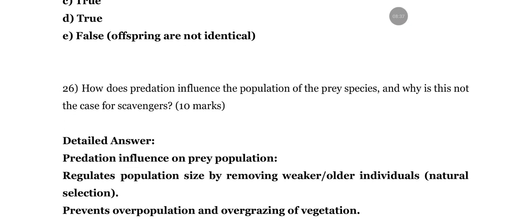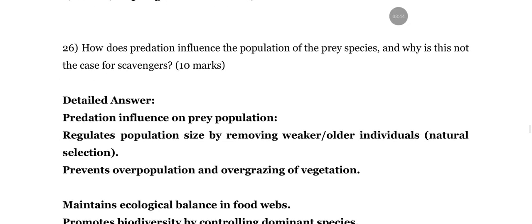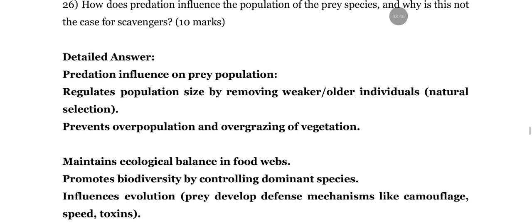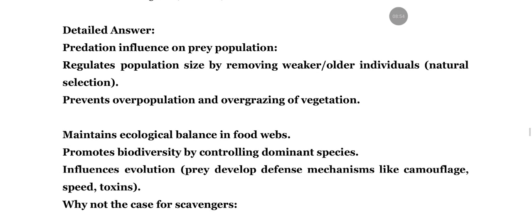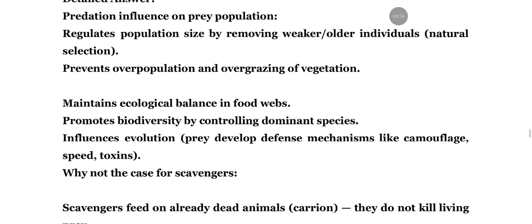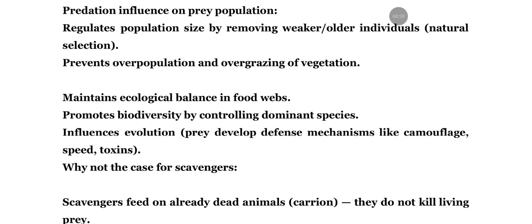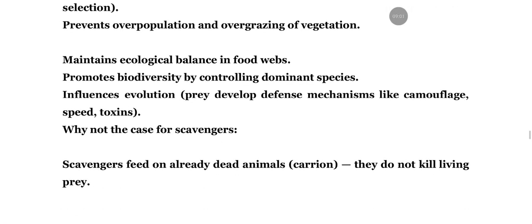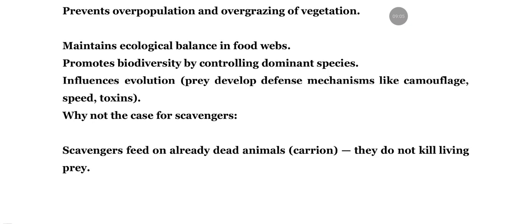And then number 26, it's about how predation influences the population of the prey species, and why this is not the case for scavengers. It's all about predation influence on prey population. It regulates population size by removing weak or old individuals, prevents overpopulation and overgrazing of vegetation, maintains ecological balance in food webs, and also promotes biodiversity by controlling dominant species.